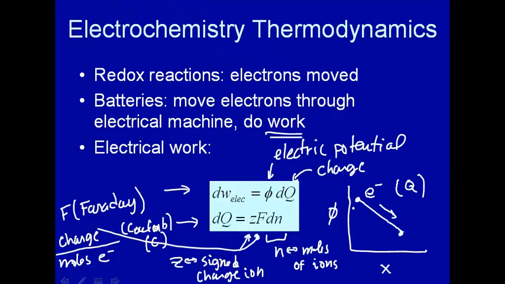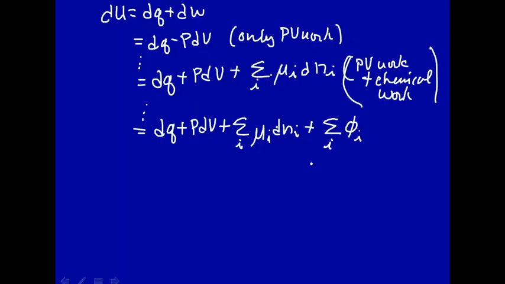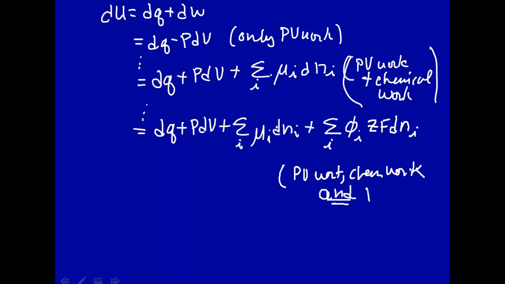And remember, the charge is ZF dNi. So if we put a charge of ZF dNi through potential phi, we do electrical work. So now we've added on to work: PV work, chemical work, and electrical work. Okay, so that's how we're going to introduce it.